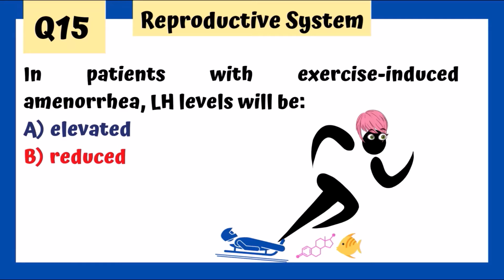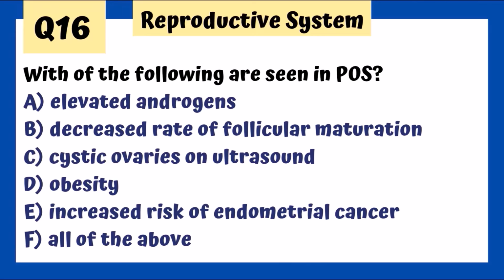And she's going to stop menstruating and she will have decreased bone density due to the decreased estrogen. All right, which of the following are seen in polycystic ovarian syndrome? All of the above. We see elevated androgens. Exact cause is debated, but we see elevated androgens and we see hirsutism and acne often. We don't have to see it. We often see hirsutism and acne.